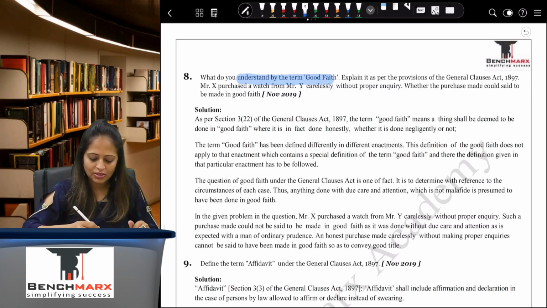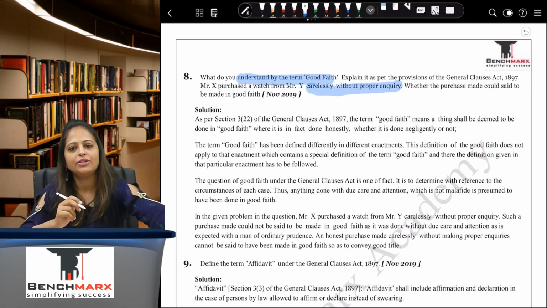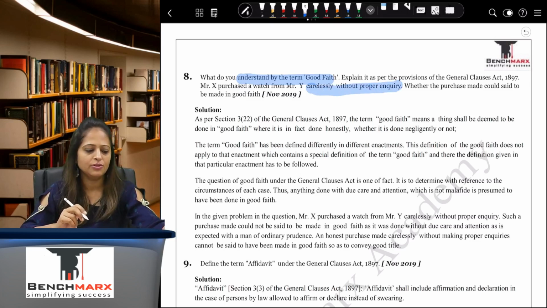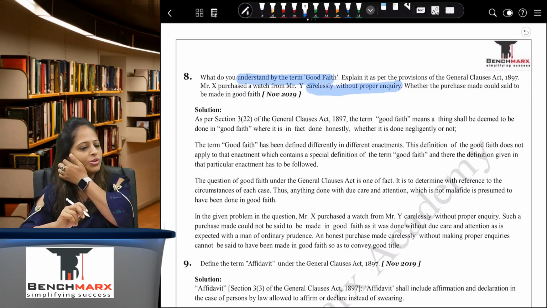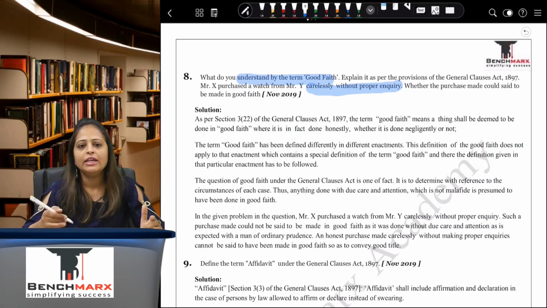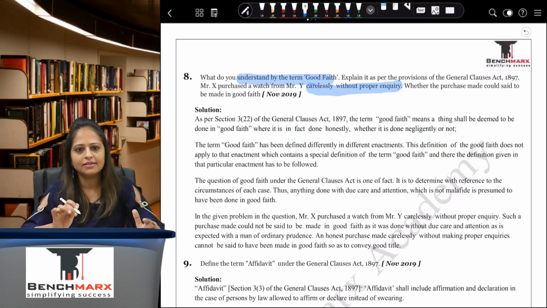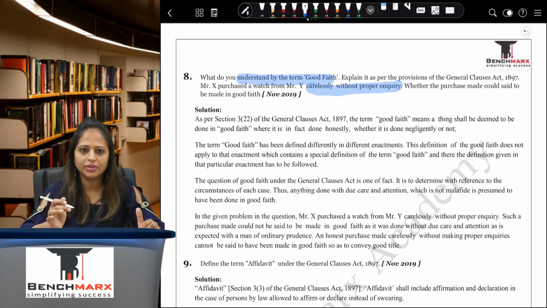Mr. X purchased a watch from Mr. Y carelessly without proper inquiry. Whether the purchase could be said to be made in good faith. So if you are doing something in good faith, you have to do it in honesty, and you have to ensure that you do your due diligence as a man of ordinary prudence would. If you don't do that, then it cannot be said to be done in good faith. Here he has purchased the product without proper inquiry, and hence it can be said that it is not in good faith.